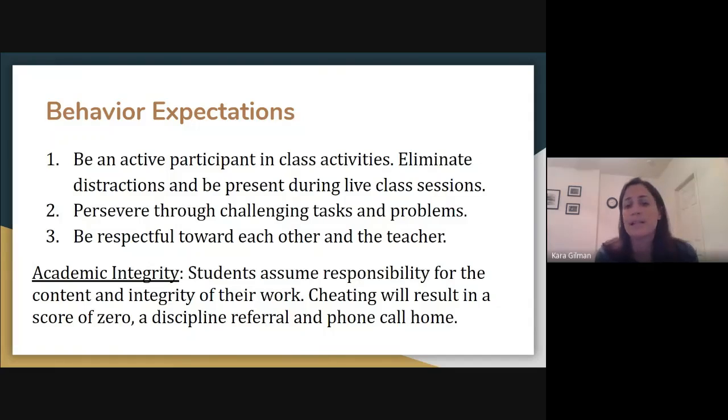One other big piece is academic integrity, that all of the work they turn in is their own and nobody else's, and that they only receive assistance from other people on things that they're allowed to. So for example, not on a test. You'll hear from me if that becomes a problem.